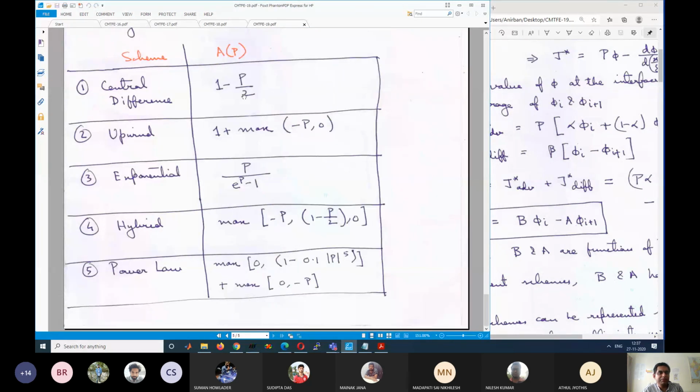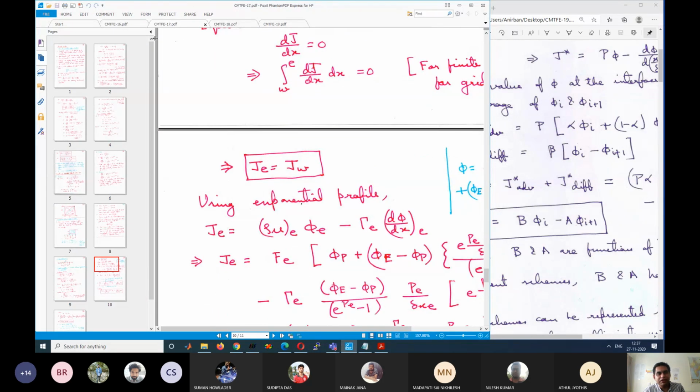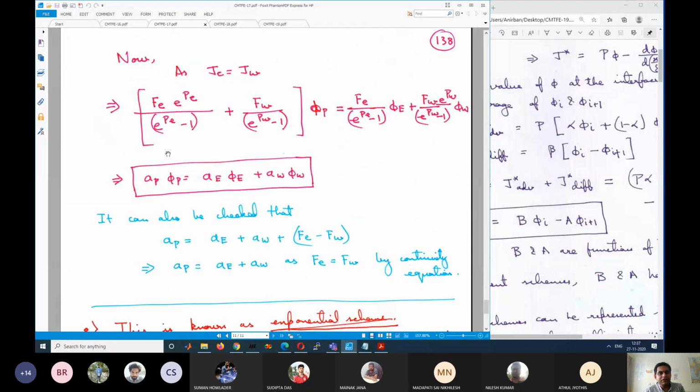So central difference is 1 minus P by 2. Similarly, if I just remember that for upwind it is 1 plus max of minus P comma 0, that is sufficient to define the entire upwind scheme. For exponential, if I remember that A is equal to P by e to the power P minus 1, that is sufficient for me to remember the entire exponential scheme. You don't have to remember these things, but that is what I am saying. For exponential, if I replace this, I will finally get the same discretized equation, just based on remembering that A is equal to P by e to the power P minus 1. You check that for exponential and other cases.